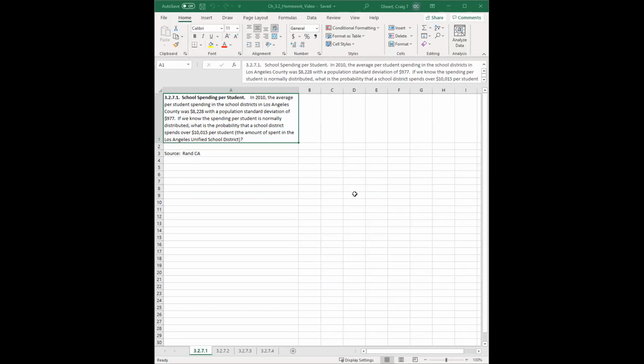Hello, now we're going to solve problem 3.2.7.1, school spending per student. In 2010, the average per student spending in the school districts in Los Angeles County was $8,228, with the population standard deviation of $977. If we know the spending per student is normally distributed, what is the probability the school district spent over $10,015 per student, the amount spent by the Los Angeles Unified School District for that year?